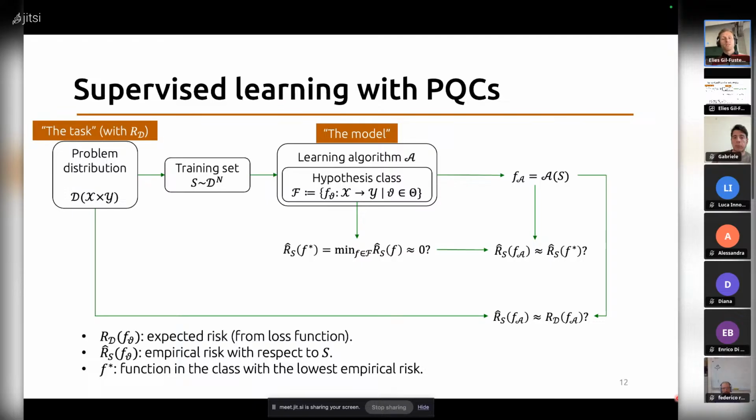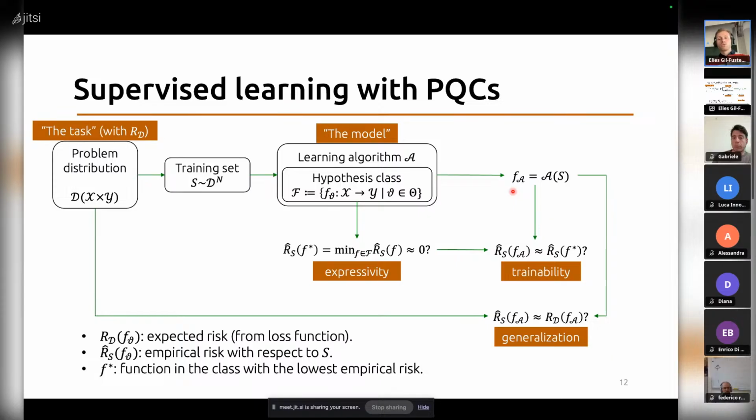I would say a machine learning model is the pair learning algorithm and hypothesis family, because together they define what the model does. And then the other keywords are expressivity. Say your model is expressive if it can achieve a small training error. Generalization, which is sometimes called the holy grail of supervised learning, is whether your empirical risk matches the expected risk. And finally, trainability is the relation between how good you did on the training data versus how good you could have done on the training data ultimately.